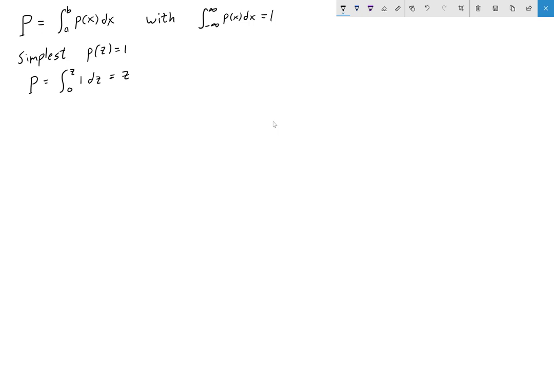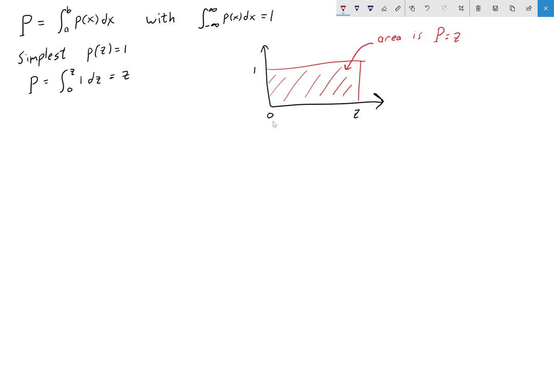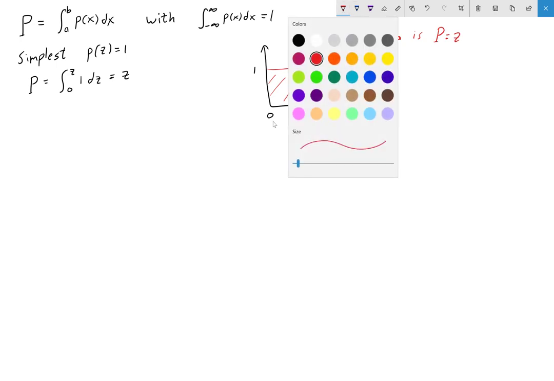In other words, let's say we make a graph of this. I'm graphing probability density with respect to whatever its argument is. So in this case, 0 to z, and we have a probability density of 1. Let me change colors here. The area of this curve is going to be just the probability, which would just be z.